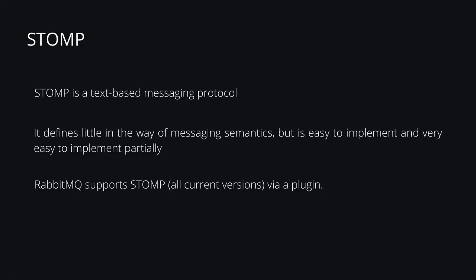Let's see STOMP. STOMP is a text-based messaging protocol emphasizing protocol simplicity. It defines little in the way of messaging semantics, but is easy to implement and very easy to implement partially. It's the only protocol that can be used by hand over Telnet. RabbitMQ supports STOMP, all current versions, via a plugin.